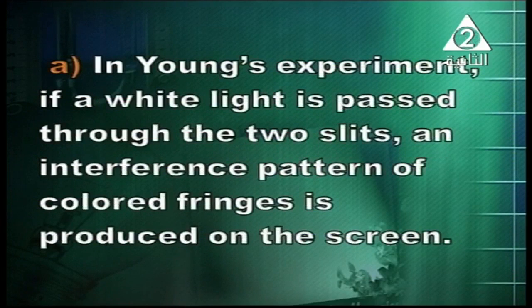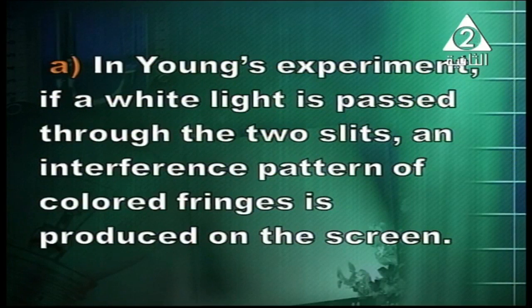We'll use Young's experiment. In Young's experiment, if a white light is passed through the two slits, an interference pattern of colored fringes is produced on the screen. So, if white light, normal light, is used in Young's, we expect to find colored fringes. Let me say it again. When using white light in Young's experiment, colored fringes are produced.